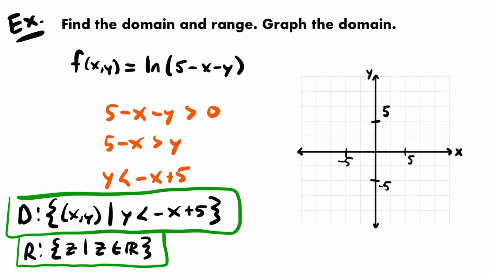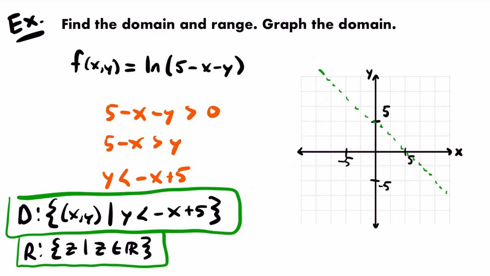Okay, you have to remember how to graph inequalities from algebra for this. Maybe it's been some time since you've done that, but it's really not too difficult. I'm going to draw a dotted line, but then we are looking at y values less than that. So that would be everything below this line, okay?